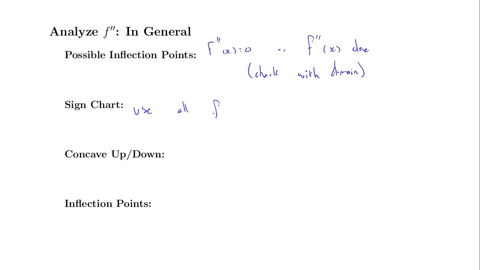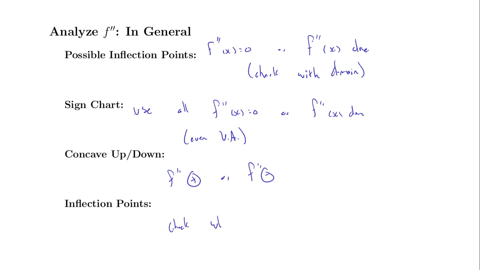So we'll use all of the spots where the second derivative equals 0 or the second derivative does not exist. Even vertical asymptotes. For concave up or down, we're looking where the second derivative is positive or the second derivative is negative. And for inflection points, we're not going to use the first derivative test or the second derivative test, even though it feels like this should be the second derivative test. We're just going to use the sign chart, and we're going to check where f double prime changes sign.